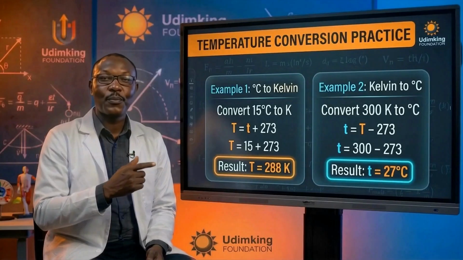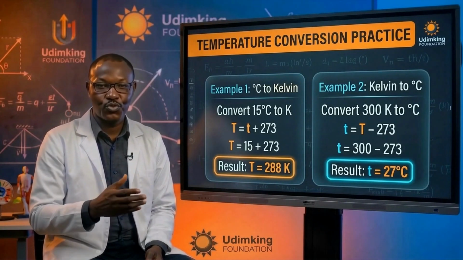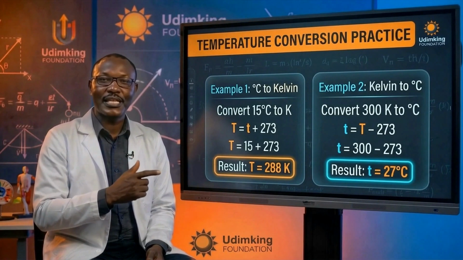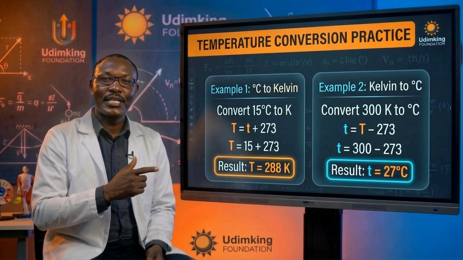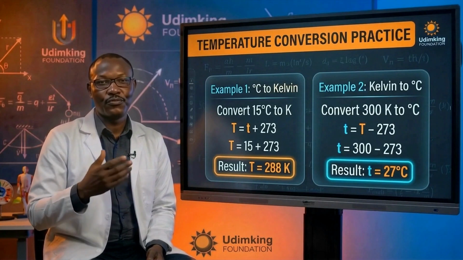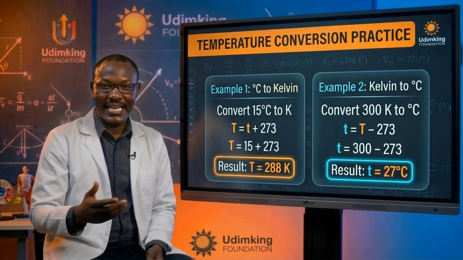Before we wrap up, let's practice two quick conversions to make sure you are 100% comfortable switching between temperature scales. Example 1. Convert 15 degrees Celsius to Kelvin. We use capital T equals little t plus 273. Substitute 15 for little t. 15 plus 273 gives us 288 Kelvin.